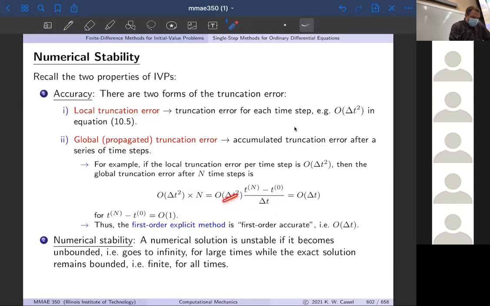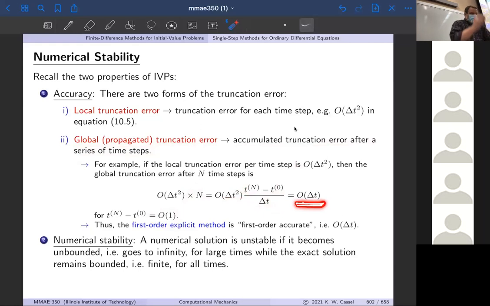Well, order delta t squared, one of those cancels with this delta t, and we have an order delta t accuracy. The assumption, of course, is that this time interval from the initial time t0 to t capital N is order 1. So it's 5 seconds, it's 10 seconds, it's 100 seconds. It's an order 1 number. It's not itty bitty small, and it's not humongously large. So in that case, we have the delta t squared divided by delta t to give us the global truncation error, which is first order accurate, order delta t.